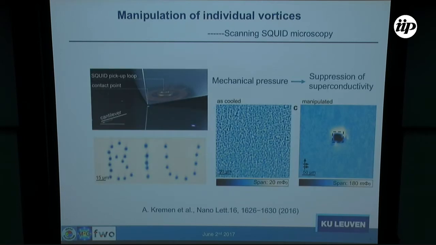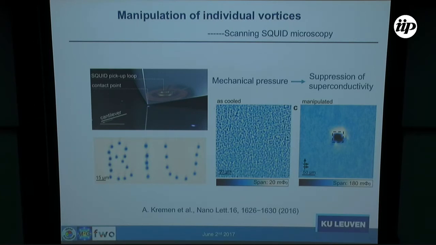Another example is using scanning SQUID microscopy. They can also manipulate individual vortices. What they did is push this tip directly on the surface of the sample. By applying a mechanical stress on the sample, they can suppress the superconductivity locally, and they found that this can attract the vortices around to the position of the tip, which allows them to rearrange the vortices, like what they did with the MFM.